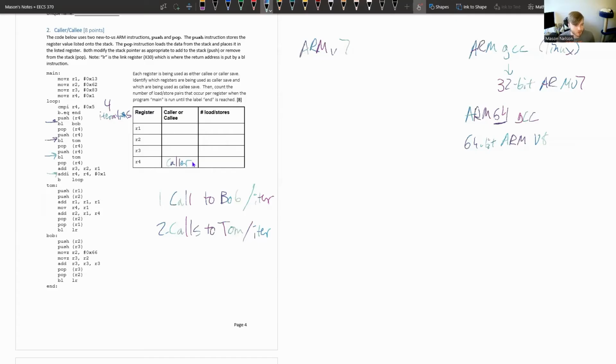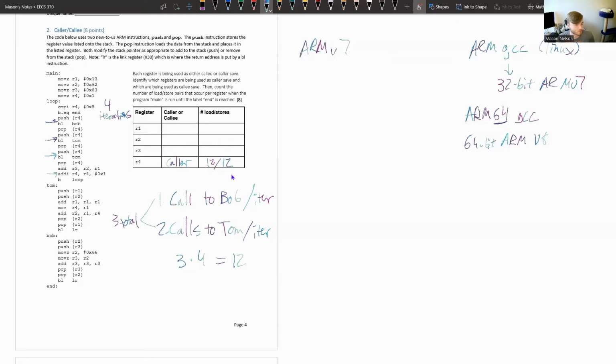So we can go ahead and figure out how many loads and stores we're doing for register 4 from that information. If we have 4 iterations and 3 function calls per iteration, then for each of these, we are making a save for register 4. So 3 saves times 4 iterations gets us 12 load store pairs for register 4.